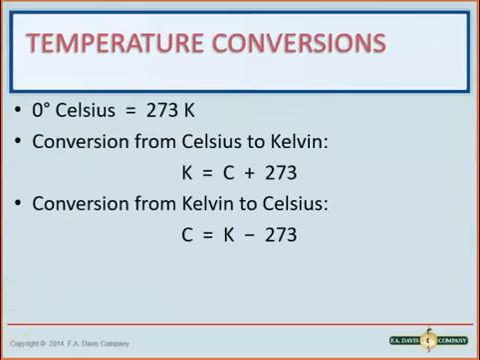Okay, temperature conversions. If you need to convert Celsius to Kelvin, this is how you're going to do it. 0 degrees Celsius equals 273 degrees Kelvin. So to convert Celsius to Kelvin, you would do your Celsius plus 273 in order to get kelvins. If you want to convert kelvins to Celsius, you would take your kelvins and subtract 273 to get Celsius.